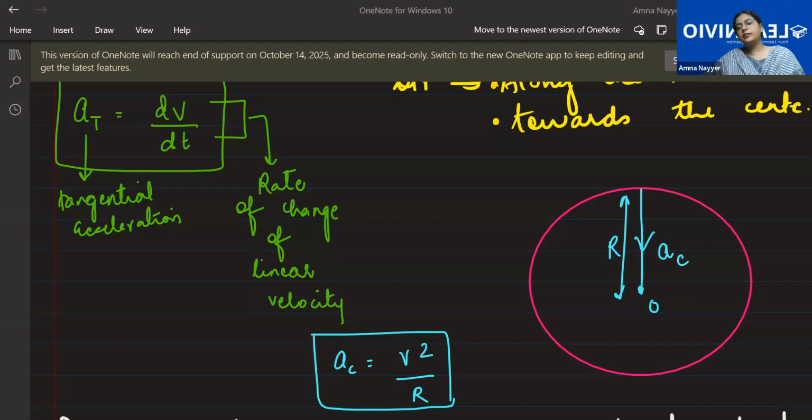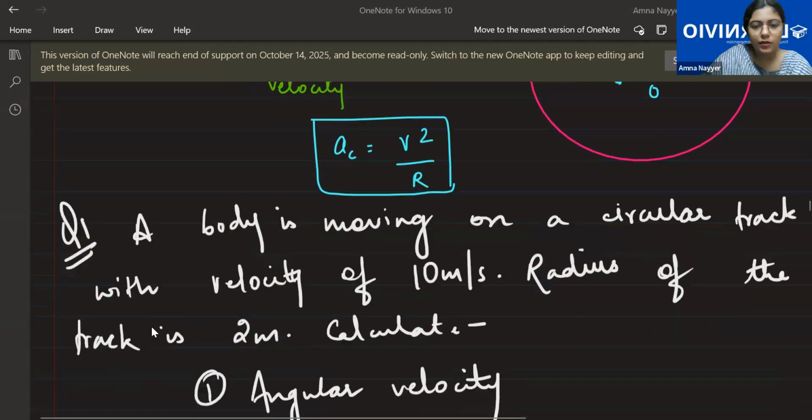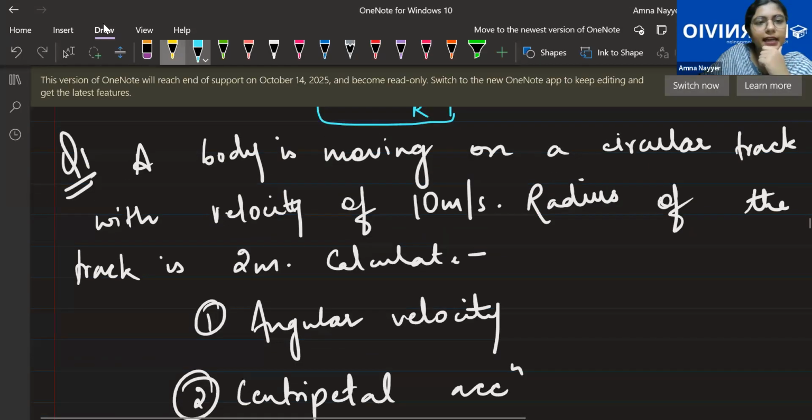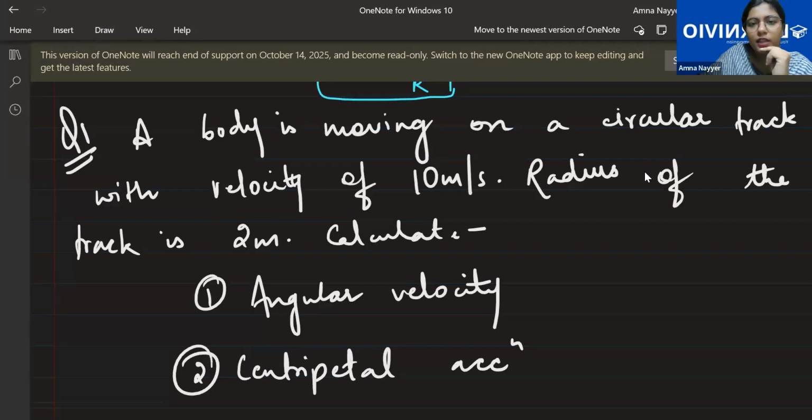All right, let's move further. Let's practice some numericals from this. Here it says a body is moving on a circular track with a velocity of 10 meters per second. The radius of the track is given as 2 meters. We have to calculate the angular velocity and the centripetal acceleration.